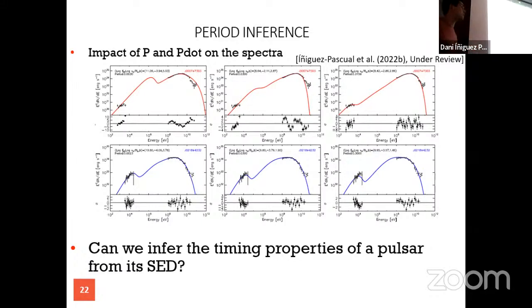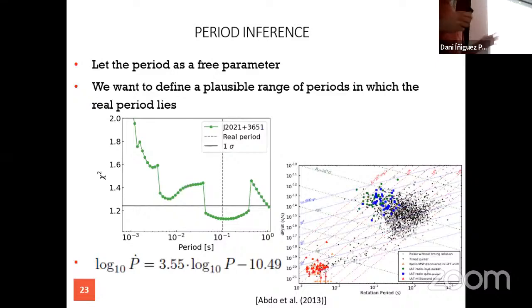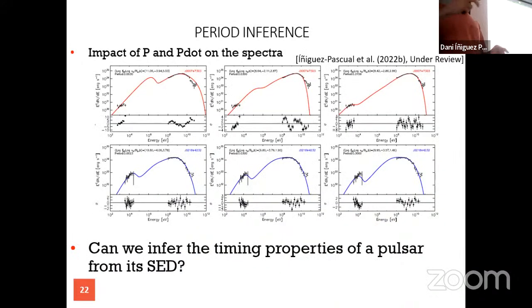So in light of this, we ask ourselves, can we infer the timing properties of a pulsar from its spectral energy distribution? That is, blinding ourselves from the timing properties and just considering the spectral energy distribution, are we able to recover the timing properties of the pulsar? So, some hints about the real period.